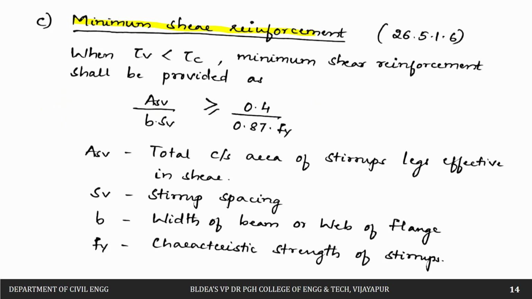Then next is what minimum reinforcement we have to provide. Minimum shear reinforcement is given in clause 26.5.1.6. When tau v is less than tau c, minimum shear reinforcement shall be provided. The formula is given in this clause: Asv divided by b into Sv should be greater than or equal to 0.4 divided by 0.87 fy.